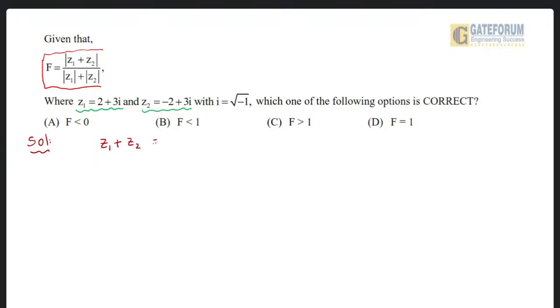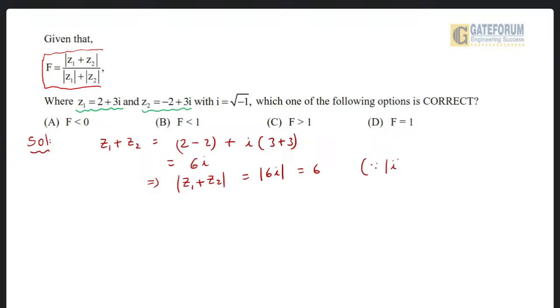Adding the two complex numbers, adding the like terms, real part plus real part, imaginary part plus imaginary part: 2 minus 2. Next, take i common: 3 plus 3, or you can write 3i plus 3i. So this simplifies to 6i. From this, mod Z1 plus Z2 is equal to mod 6i. 6 is a real number, modulus of 6 is 6, and mod i is 1, since mod of x plus iy is root over x square plus y square, you will be getting 1.